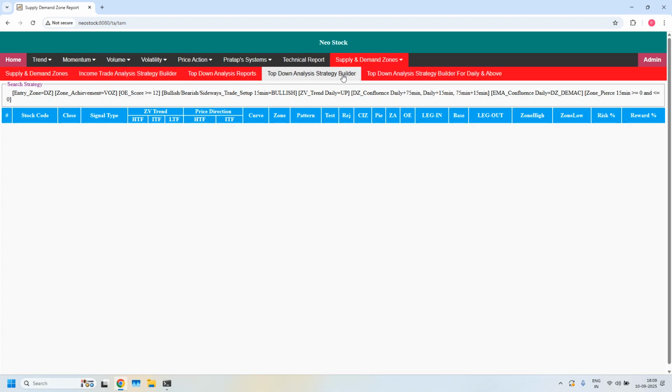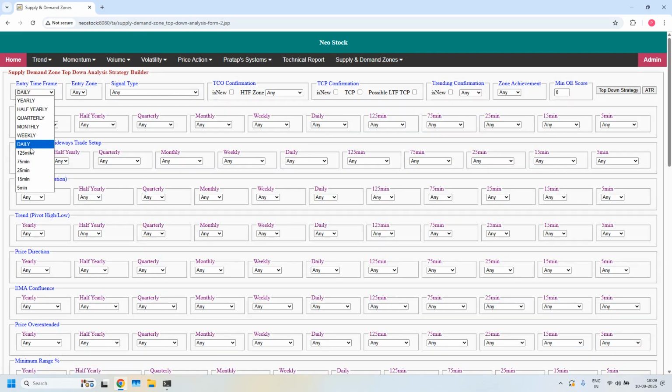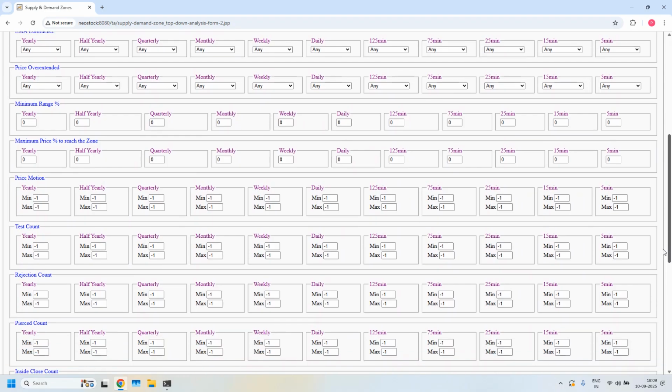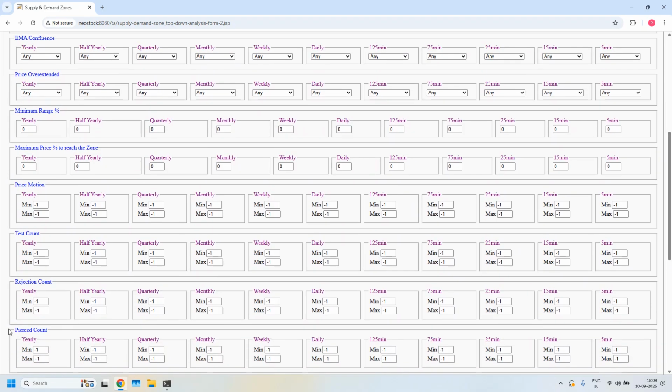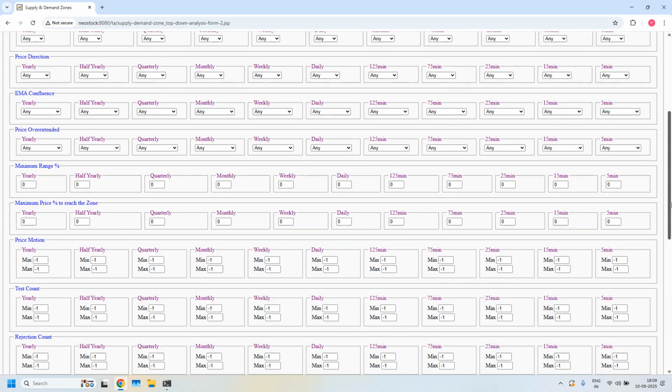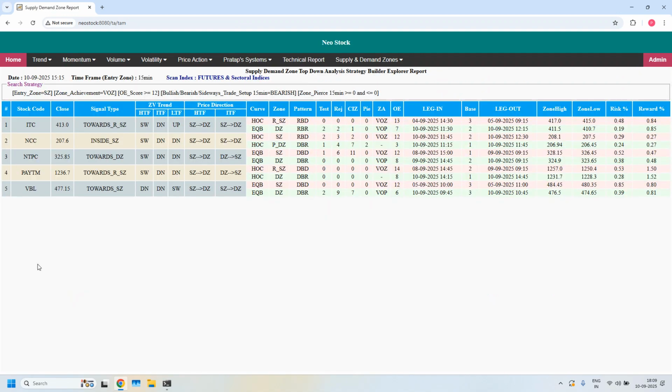Next, bearish trade setup for daily income trade. Entry time frame 15 minutes, entry zone supply zone. Bullish or bearish at 15 minutes, I am selecting bearish. Zone achievement violated opposing zone. Minimum odd enhancer score 12. And also 15 minutes supply zone should not be pierced. So in the pierced count parameter at 15 minutes time frame, setting minimum value 0, maximum value 0, so that we won't get pierced zones. So we got 5 stocks supporting bearish trade setup for daily income trade.